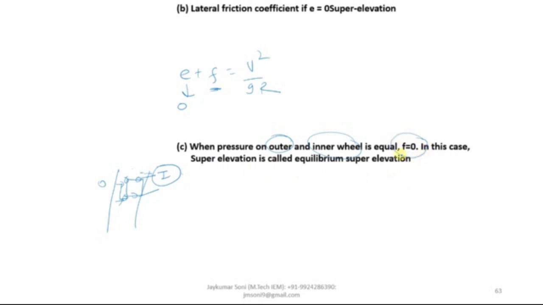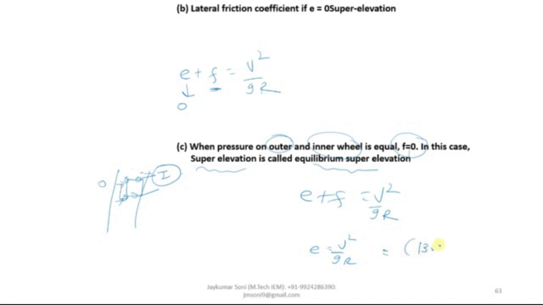This is the theorem you need to memorize: whenever the pressure on outer and inner wheels are equal, at certain times you need to consider the F value as 0. In such a case, the finding of super elevation will be termed as equilibrium super elevation. So let us find it. E plus F is equal to V square by GR, but in equilibrium super elevation, F will be 0. So E is equal to V square by GR.